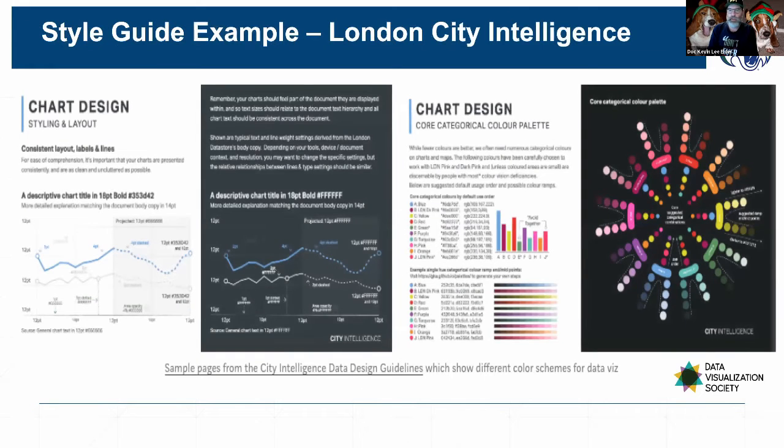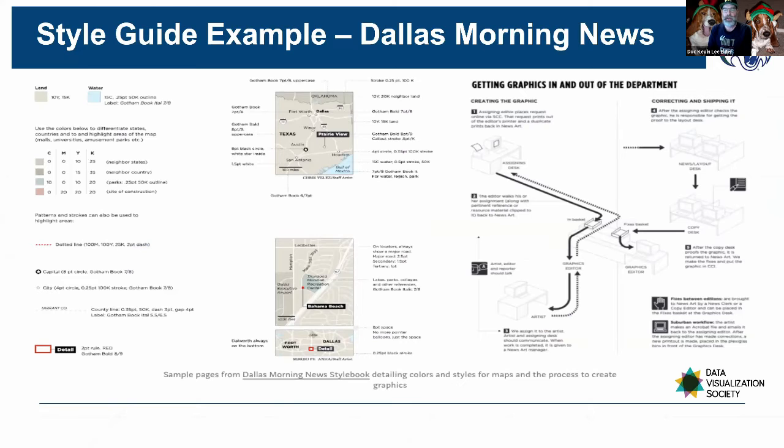Just quickly, I wanted to show some of these. The London City Intelligence one is really cool. It's got lots of great things that you can see in it, and lots of good charts and examples. Dallas Morning News gets into more of the editorial kind of thing. And really, if you stop and think about it, if you're creating data viz in your organization, you are a journalist and you are trying to convey information to someone. So you could learn a lot from looking to see, well, what does Dallas Morning News say? What's their style guide? What are they doing? And how are they doing it?